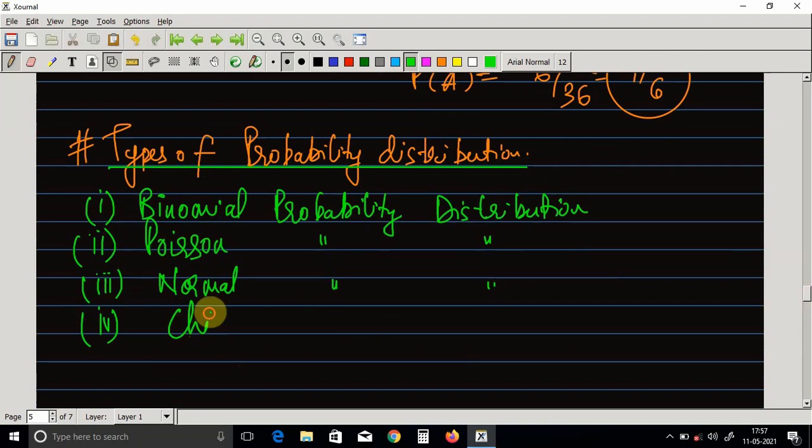And chi-square probability distribution. There are so many in the list, so these are the 4 probability distributions that you will find very easily in any book or website. You can Google it. We have to study the first 2, binomial distribution and Poisson distribution. So in the next video I'll continue with binomial and Poisson distribution.